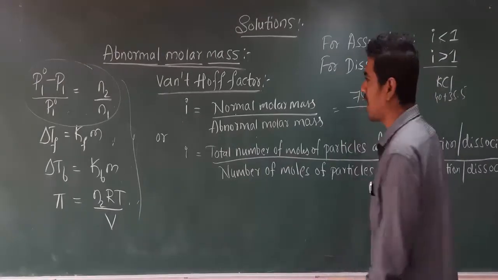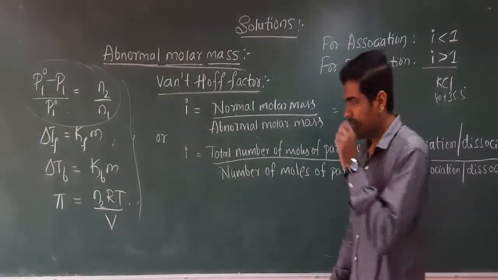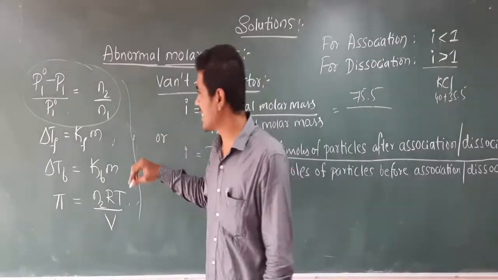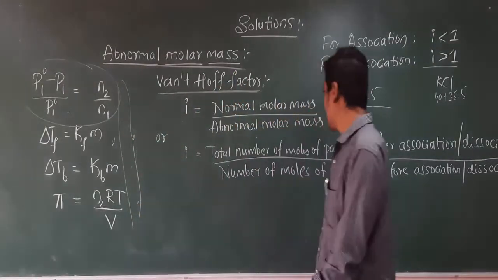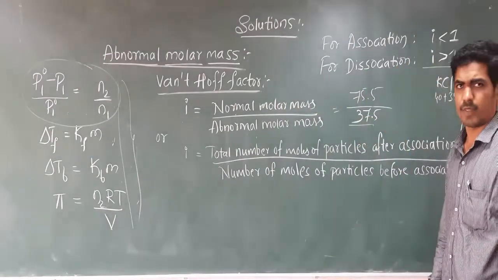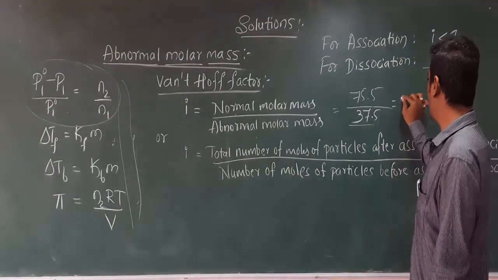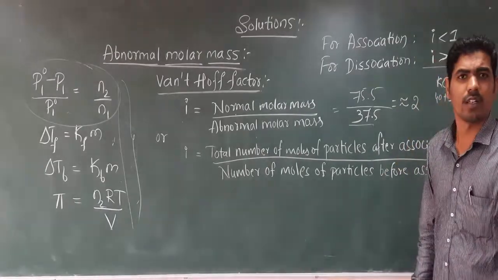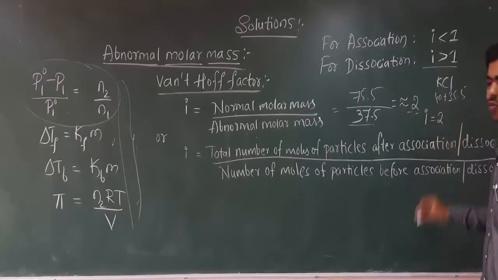75.5 divided by abnormal molar mass. If you calculate the value of molar mass of the KCl by using these formulas, then its value will be around about 37.5. So if I simplify this, I will get the value nearly equal to 2. That means the value of i is equal to 2.